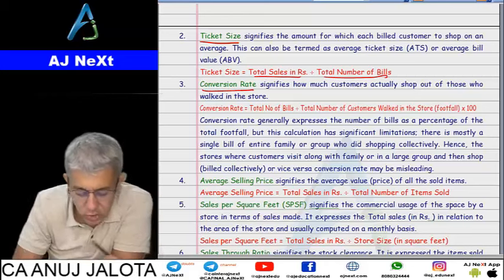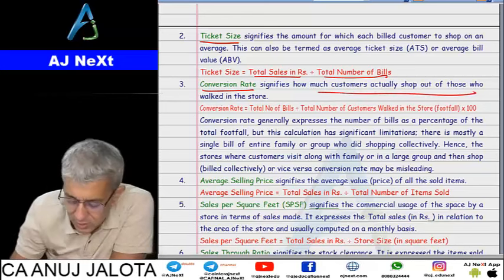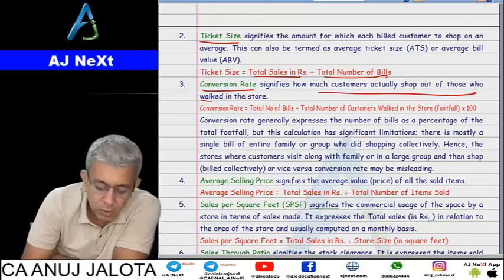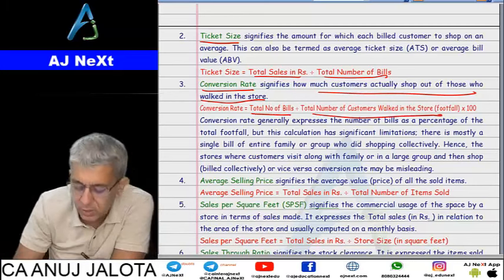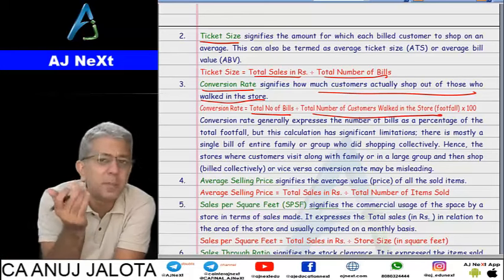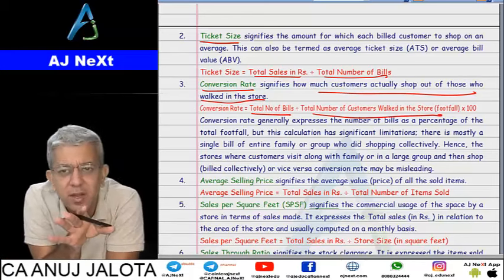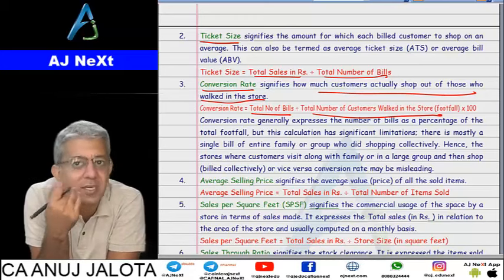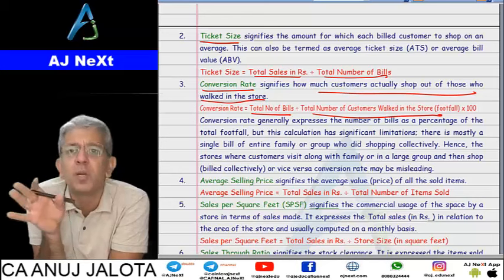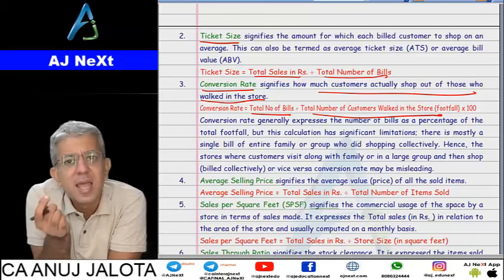Then conversion rate will signify how many customers actually shop out of those who walked into the store. So therefore, that will be total number of bills divided by the total number of footfalls. You can multiply by 100. See, multiplying by 100 is an option that is left upon you. If you multiply by 100, you express it as a percentage. Else, if you don't multiply by 100, then you express it as a fraction of 1.